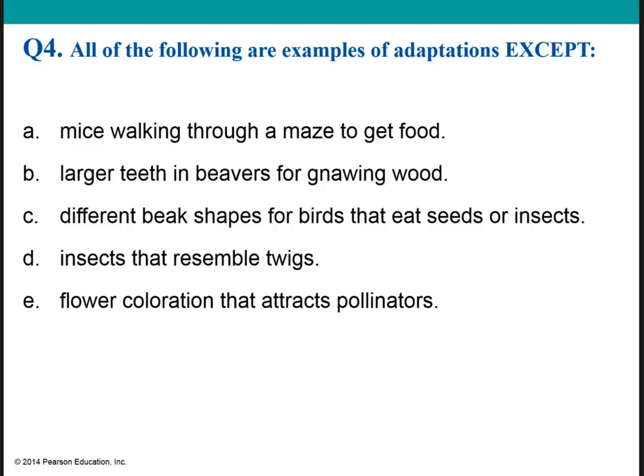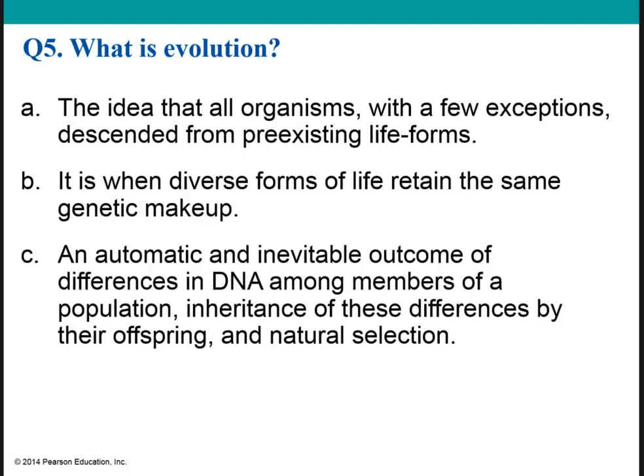Next question. What is evolution? The idea that all organisms, with a few exceptions, are descended from pre-existing life forms. It is when diverse forms of life retain the same genetic makeup. Or is it an automatic and inevitable outcome of differences in DNA among members of a population, an inheritance of these differences by their offspring and natural selection? Write down the correct answer.